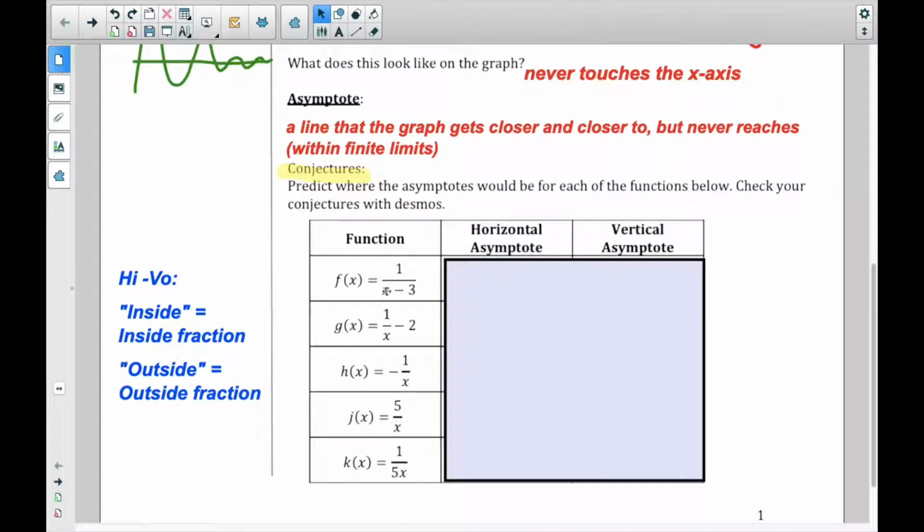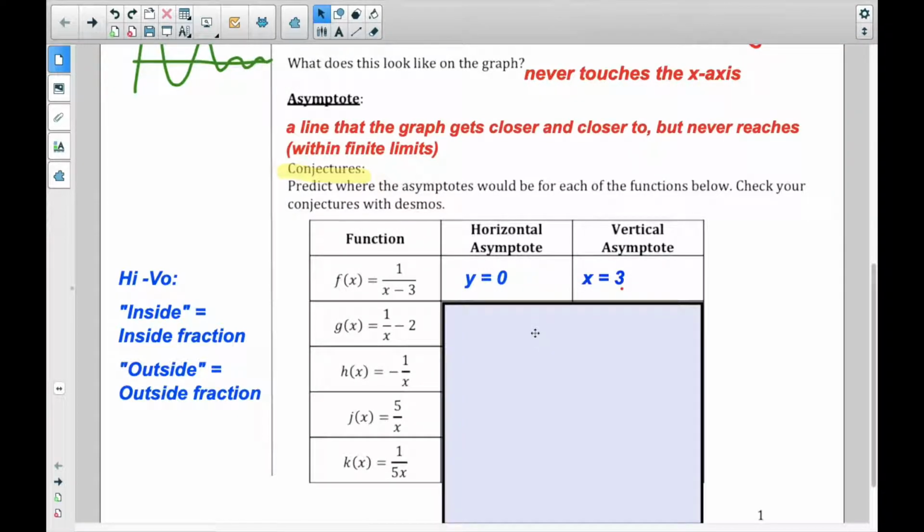So in other words, on this first example, where is it undefined? Wherever it's undefined, that would be my vertical asymptote. So where is it undefined as far as the denominator goes? Well, it's undefined at 3, right? And then the horizontal would be, what can f of x never equal? Well, again, I talked about that a second ago. If this is a 1, we can never get it down to 0. So our horizontal asymptote is at y equals 0, and our vertical asymptote is at x equals 3.